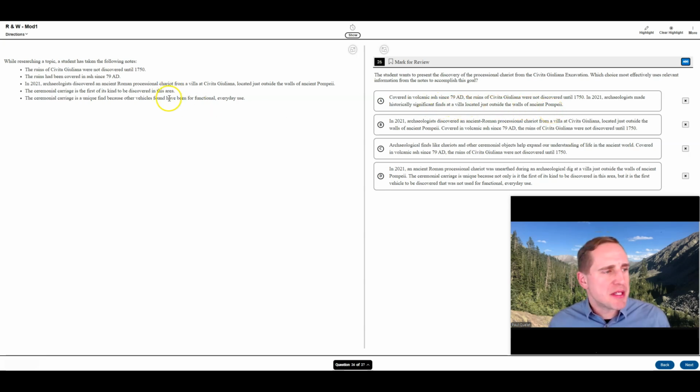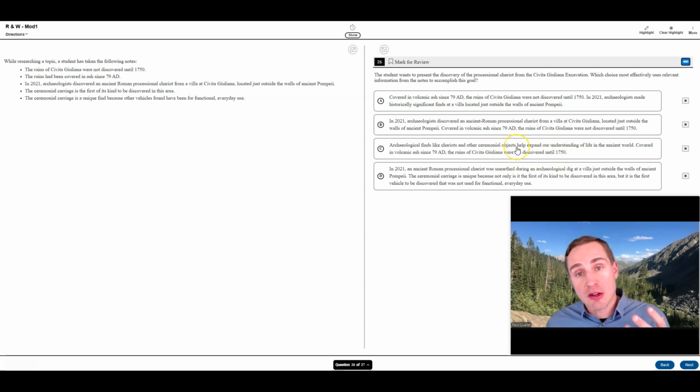We don't include a lot of the specific details about the carriage, though. In 2021, archaeologists discovered the ancient Roman processional chariot there, located just outside the walls of Pompeii, covered in volcanic ash since that time. The ruins were not discovered until... This is a lot of the same information as A, but kind of in reverse order. C: archaeologists' finds like the chariots and other ceremonial objects help expand our understanding of the life of the ancient world. Covered in volcanic ash since 79 AD, the ruins of Civita Giuliana were not discovered until 1750.